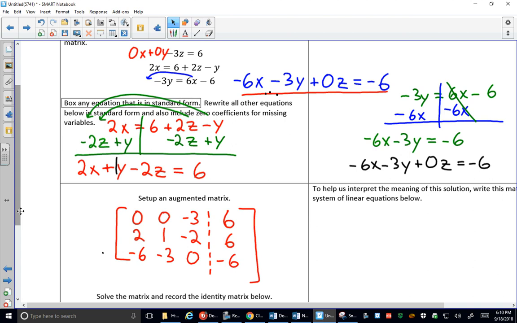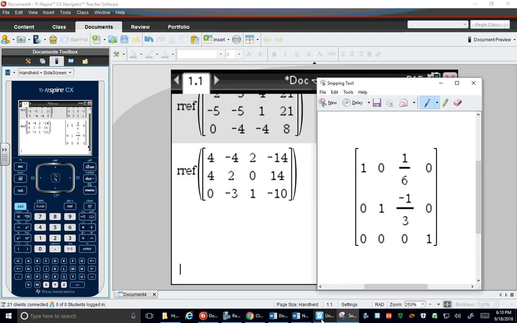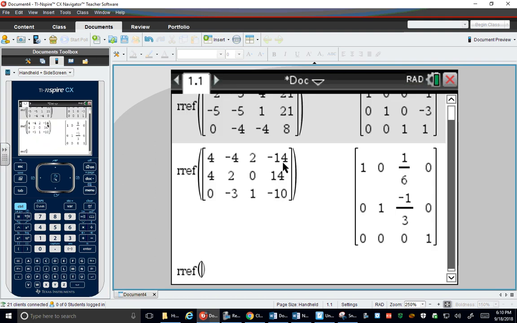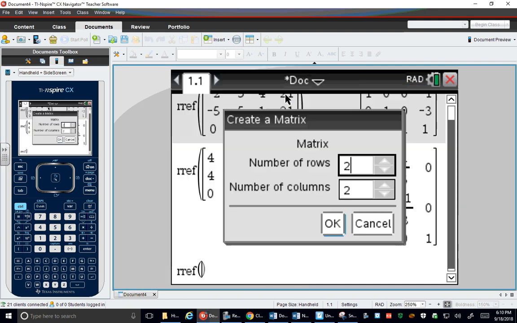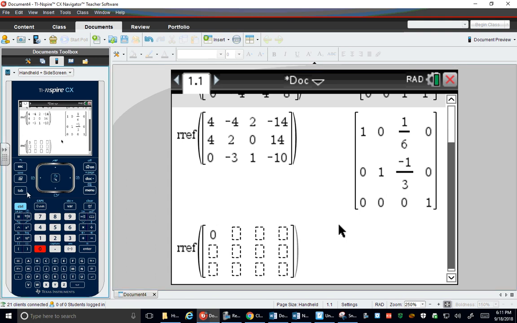All right, let's go solve this. All right, 0, 0, negative 3, and 6. Okay, so menu, 7, 5. Menu, 7, 1, 1. Okay, so we set up our rows and our columns, and now we can start to type in those values. So we get 0, 0, negative 3, and I believe that was 6. Let's go double check that.